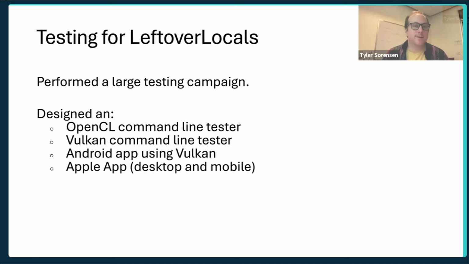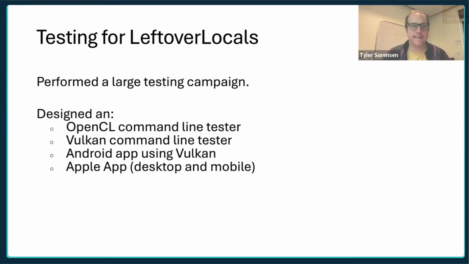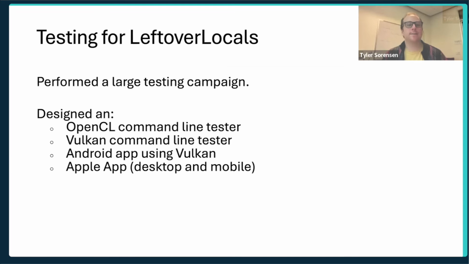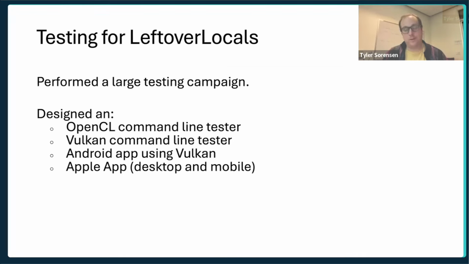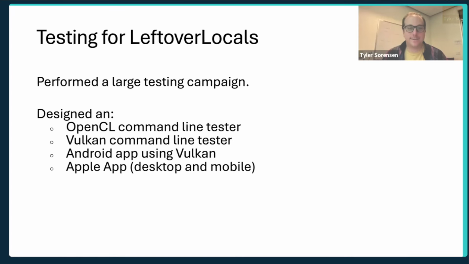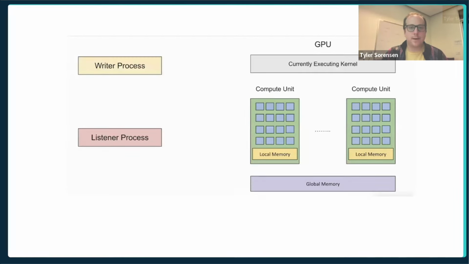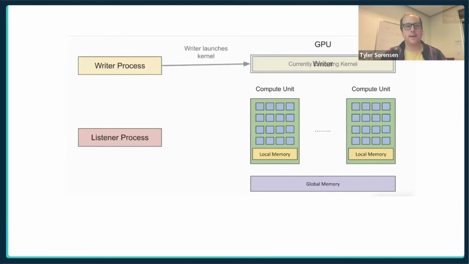This is back in 2013. I don't even know that people were really running DNNs on GPUs back then. So what we did is we designed an OpenCL command line tester, a Vulkan command line tester, an Android app, an Apple app that works on iPhones and iPads and on your machine. And we just tried to test every GPU that we could get our hands on. Just to give you a quick visual of what this looks like.